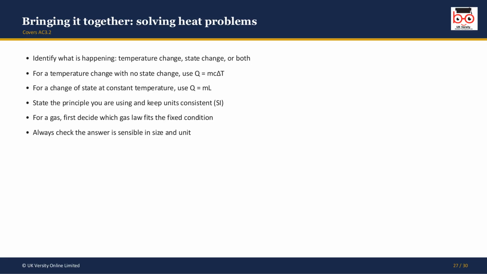Let's pull the whole outcome together into a method. First, work out what's actually happening: a temperature change, a change of state, or both. If it's a temperature change with no change of state, use Q equals mc delta T. If it's a change of state at constant temperature, use Q equals mL. State the principle you're using and keep every unit in SI. And if it's a gas, first decide which gas law fits the condition that's being held constant. Then, as always, check your answer is sensible in both size and units.